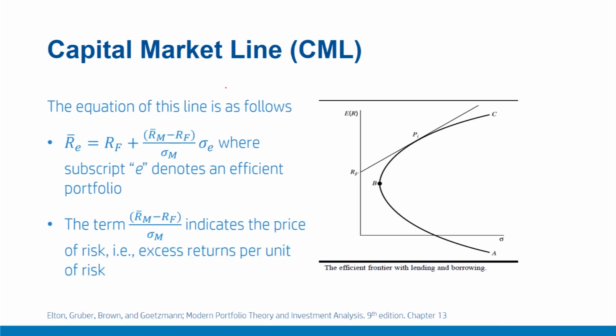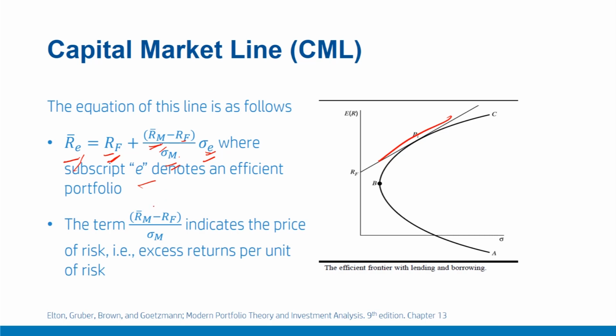We also know that the equation of this capital market line, CML, can be simply represented as R_E bar equals R_F plus (R_M bar minus R_F) upon sigma_M, into sigma_E, where the subscript E is for efficient security or portfolio. Now, R_E bar here is the expected return on that efficient security, R_F is the risk-free rate, R_M bar is the expected return on market, sigma_M here is the standard deviation or risk of market. Sigma_E is the standard deviation or risk of that efficient security.